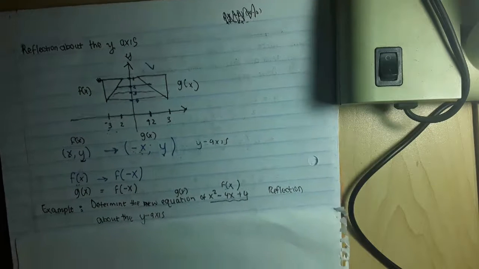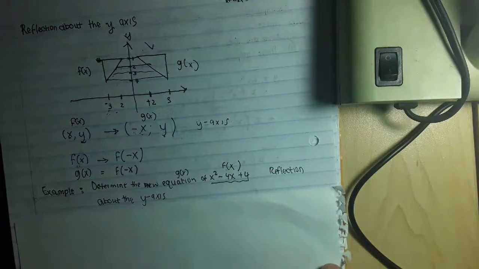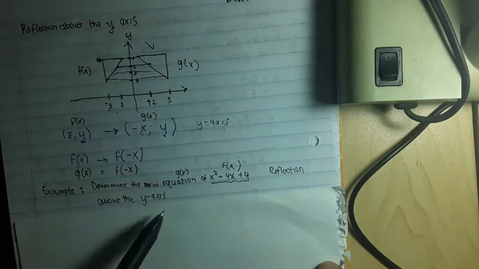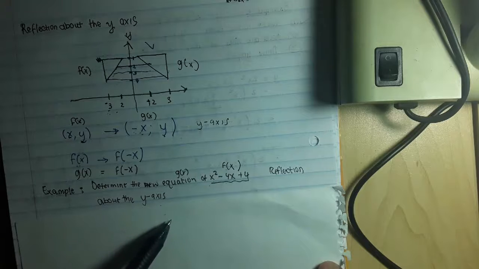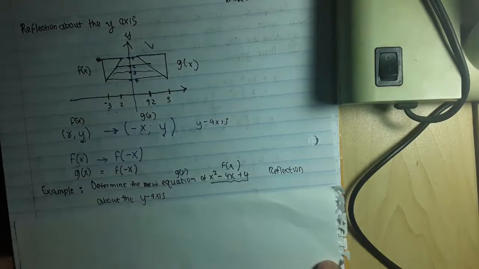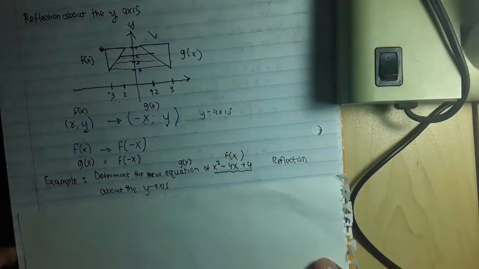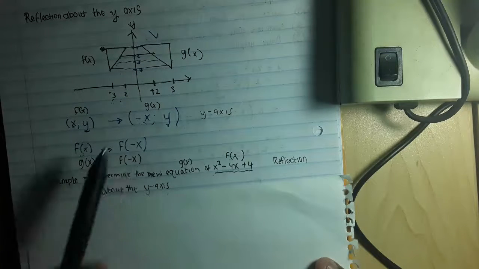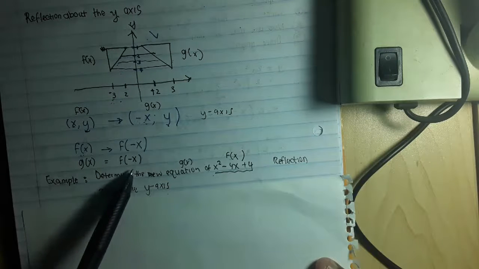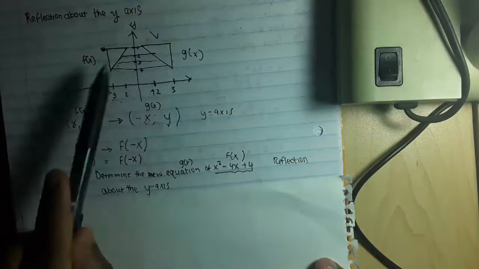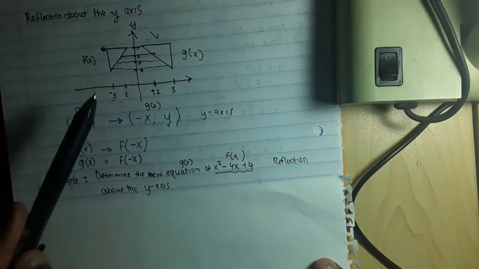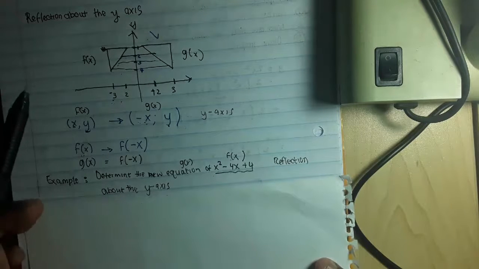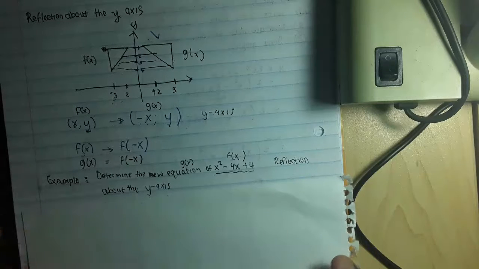Here in this example, they say determine the new equation g of x of x squared minus 4x plus 4 reflected about the y-axis. You need to ask yourself each and every time they ask you to reflect about the y-axis, what does it mean? You need to remember these properties that we've defined above: when reflecting about the y-axis, the y values remain the same, but the x values change signs, from a negative to a positive, or from a positive to a negative.